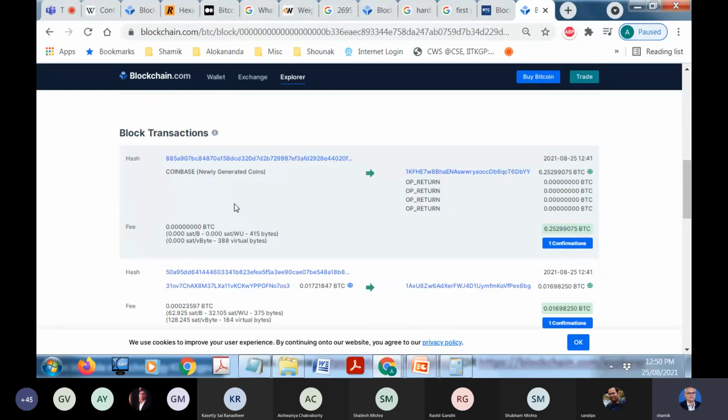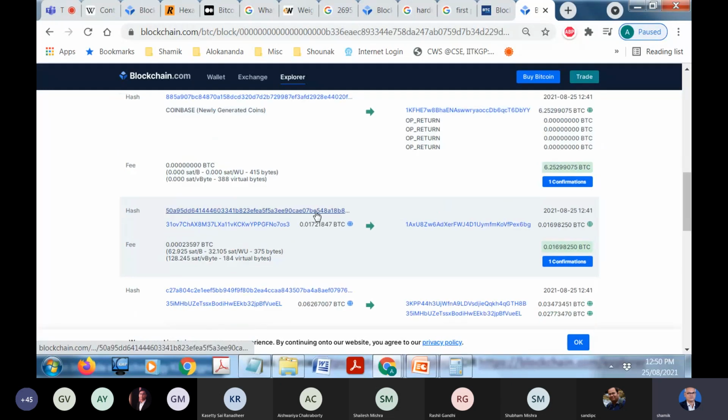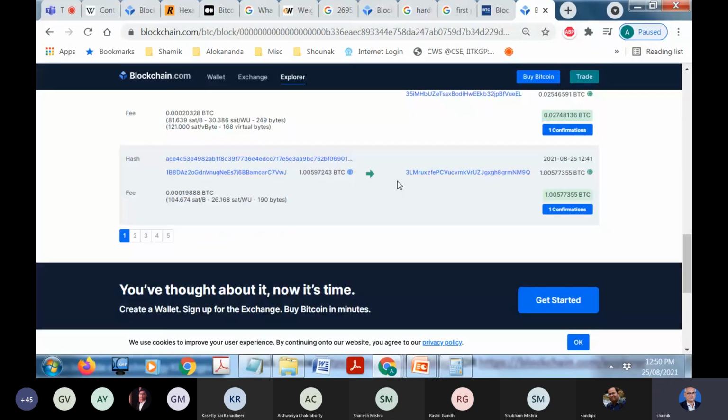The first transaction is the new block mining transaction. That means I created that and I got this payment myself. So that is the first transaction, and below that I have all sorts of other transactions, and you can see that there are so many pages of transactions.